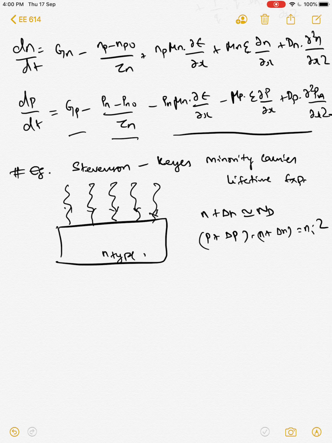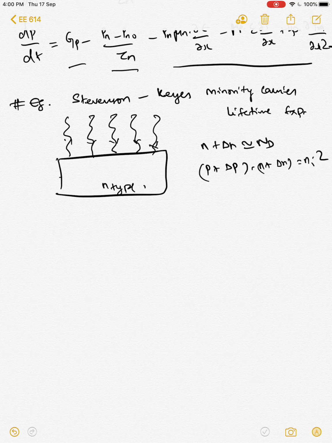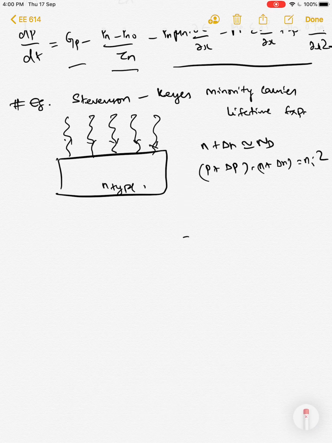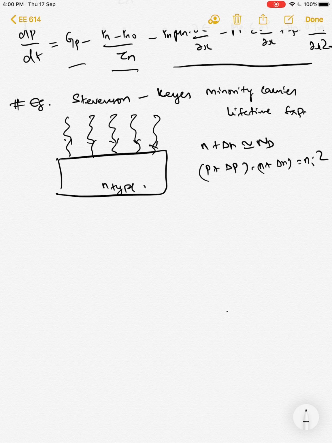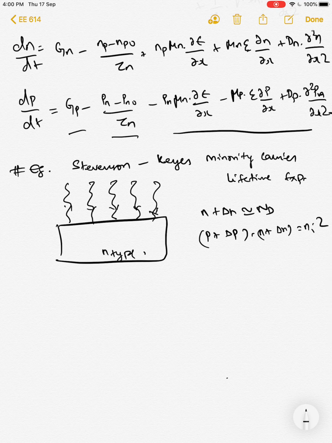The experiment was, if I take this and connect to it a battery with a very small field, or let us, for the first order, not connect anything. Let us just take this, assume it to be floating, and then understand how the minority carriers will change over time. So this is an n-type material. So let us take the expression.